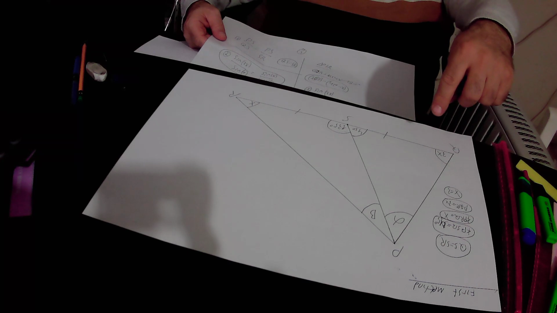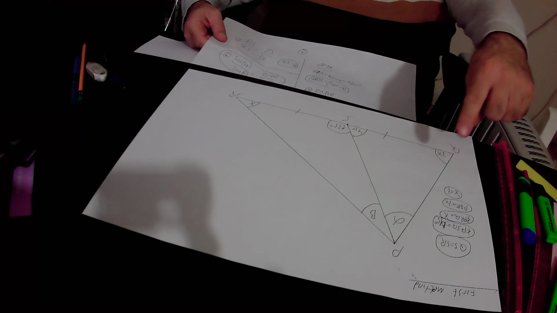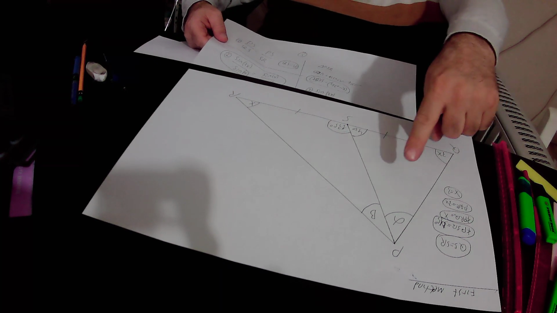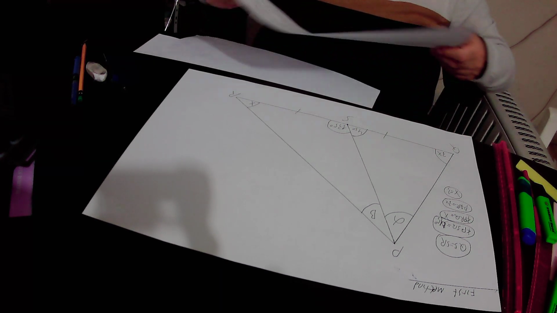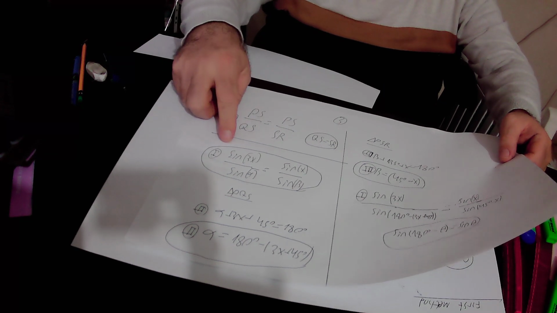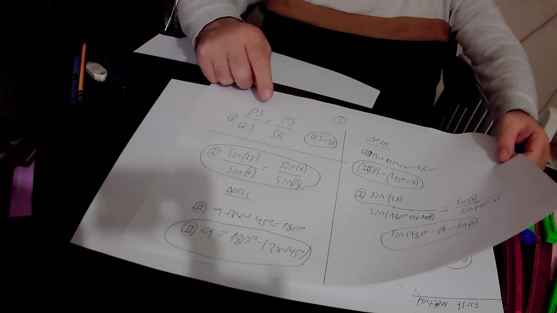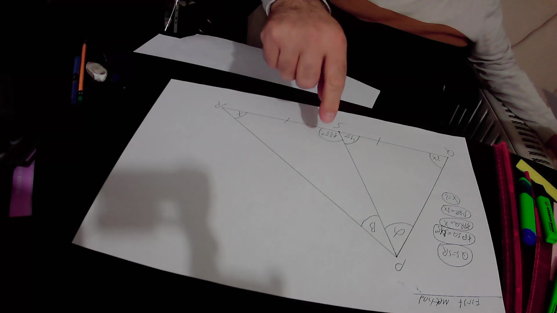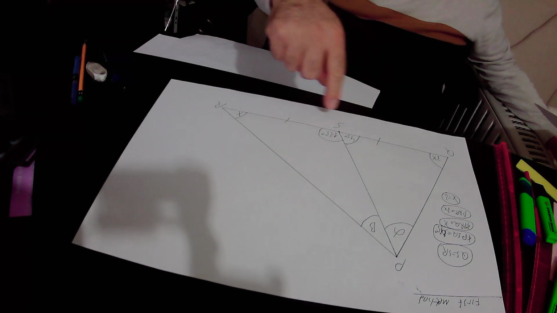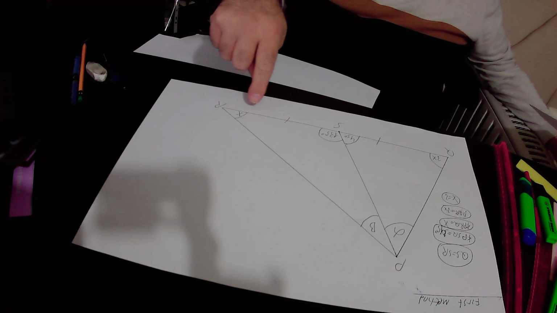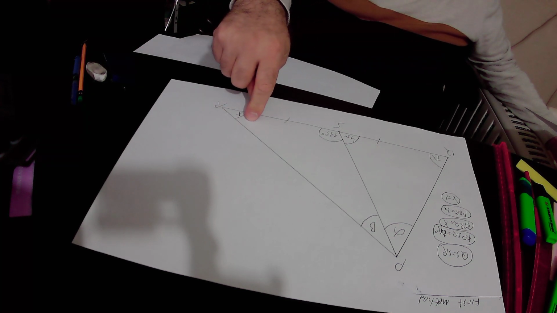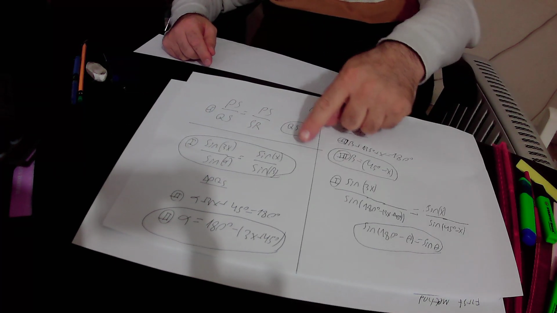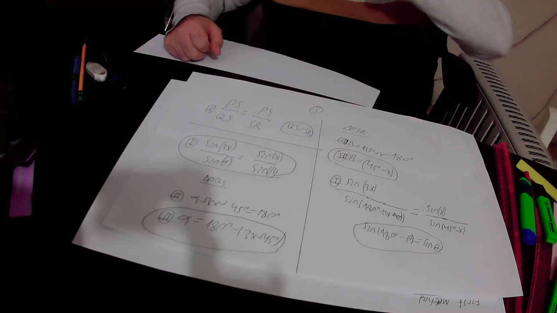That is to say, PS over QS will be equal to sine 3x over sine alpha. PS over QS equals sine 3x over sine alpha, and in triangle PSR, PS over SR will be equal to sine x over sine beta. PS over SR equals sine x over sine beta.